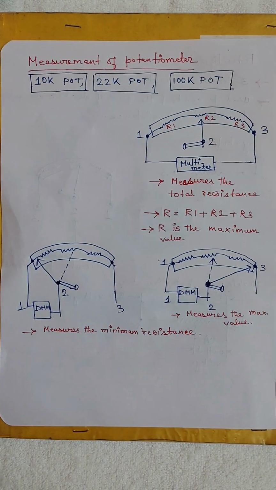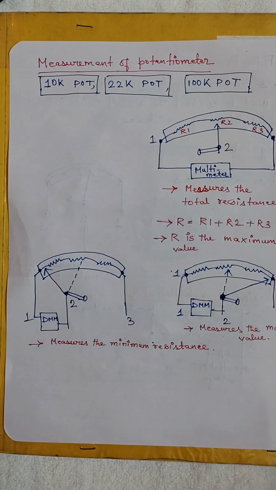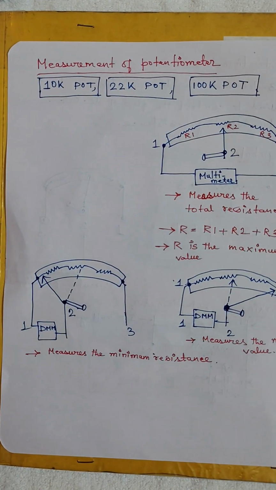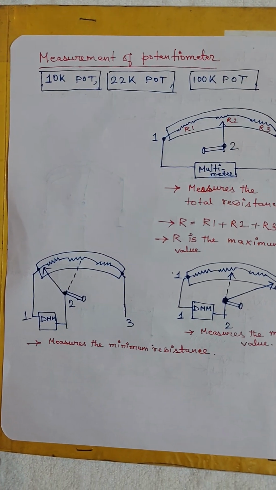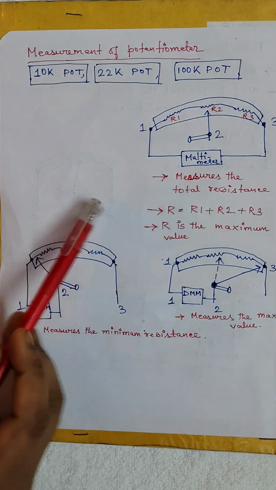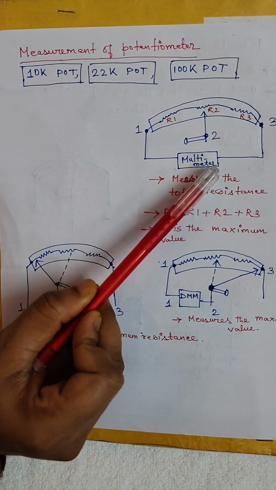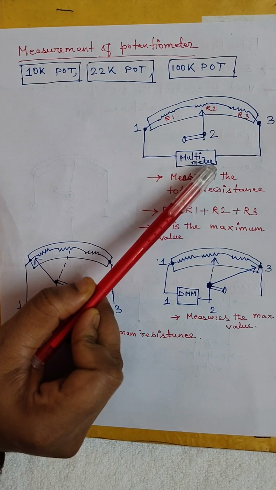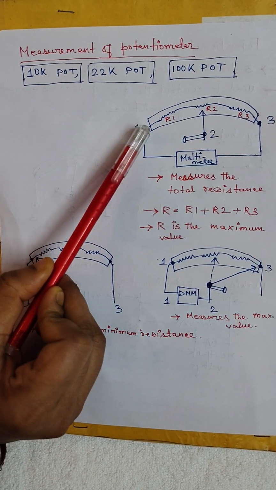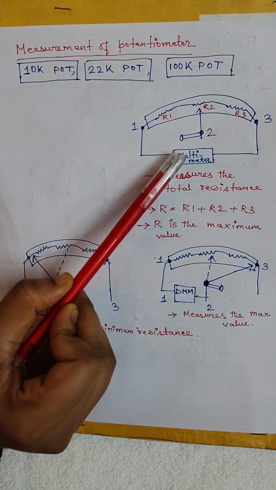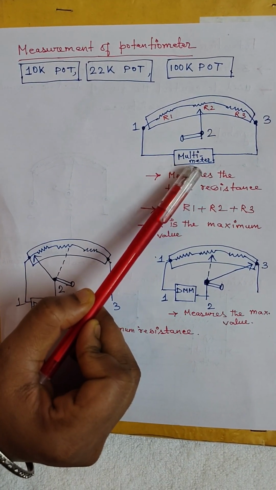Now, if you want to measure the maximum resistance value or the total resistance value of a potentiometer, we can place our multimeter. Here the multimeter is the measuring device. You have to place the multimeter terminal in the resistance measurement section. Then the multimeter is able to measure your pot value.